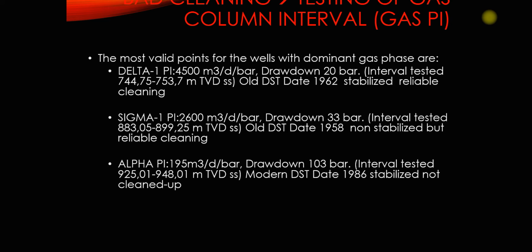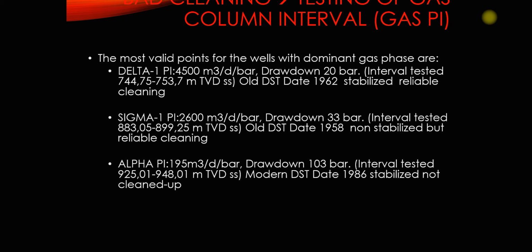So one of them, as you see, the first one, has a drawdown of 20 bar. It was drilled in 1962. It has stabilized pressure and reliable cleaning, so it can be exploited. The second one is Sigma 1. It's not stabilized radial flow, but is very close to it, with reliable cleaning. You can see it's also at small drawdown, which is a second confirmation that we have no mud clogging.